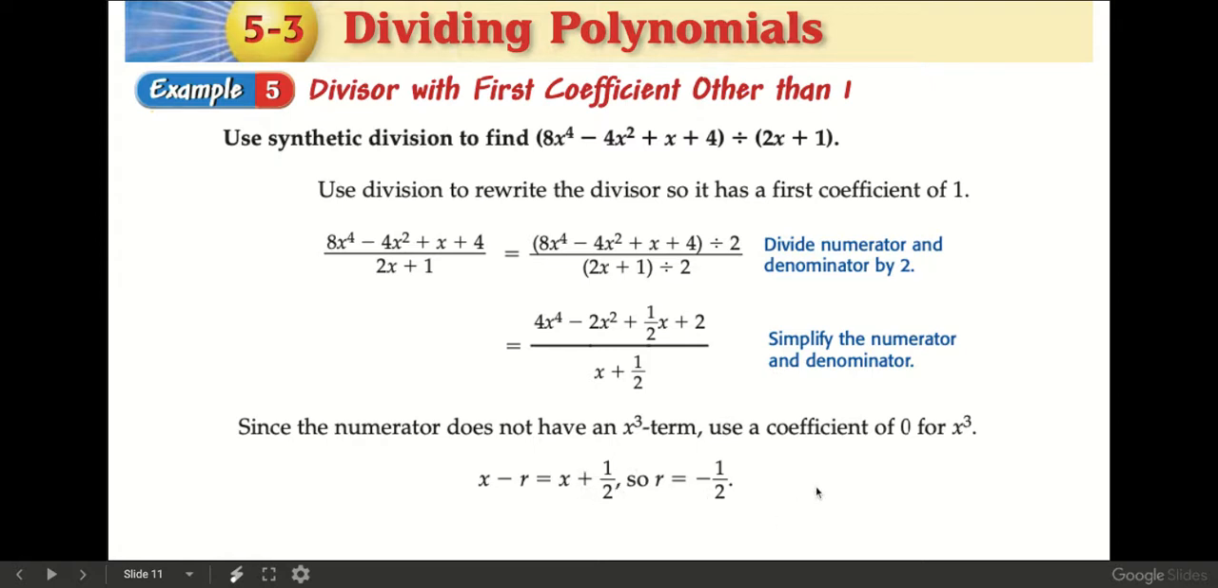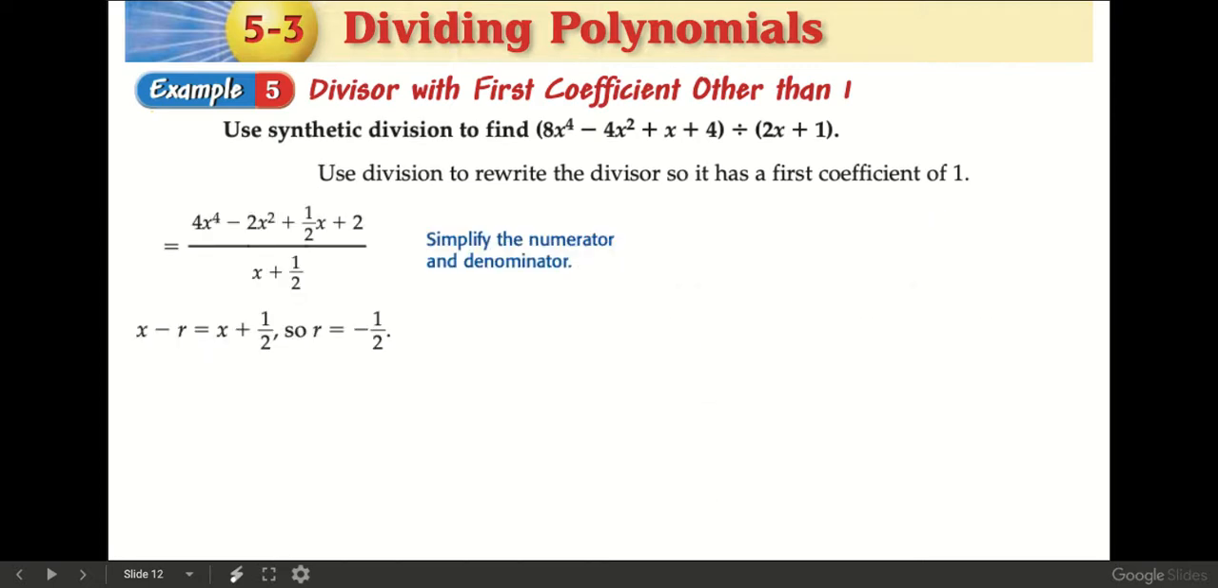So it's going to be negative 1/2. So that's what we're going to use as our r. So let's go ahead and set up synthetic division here, right? So we have negative 1/2 as our r term. Here are all the coefficients from our polynomial.